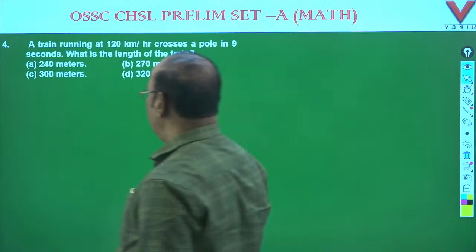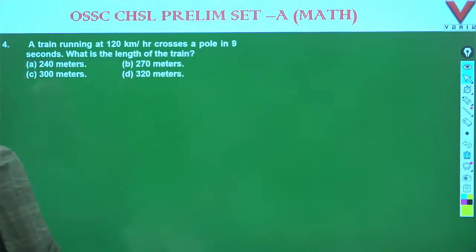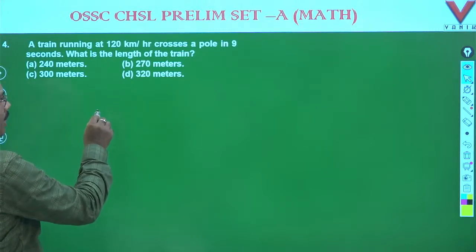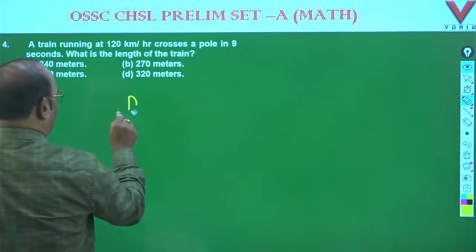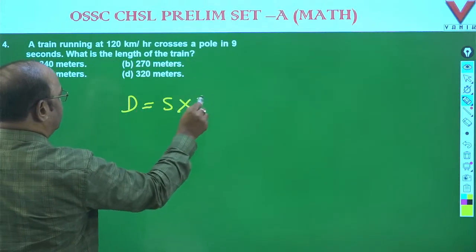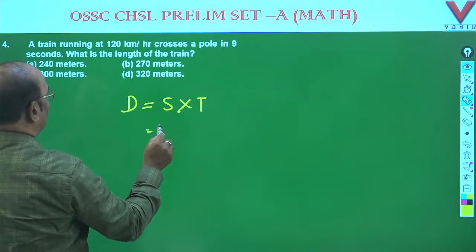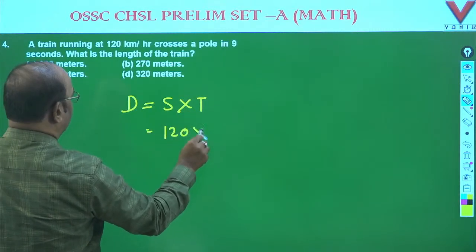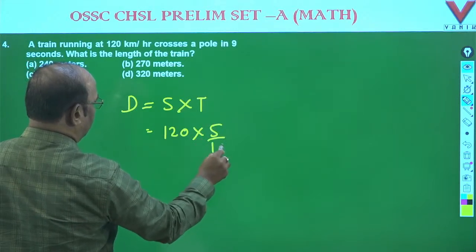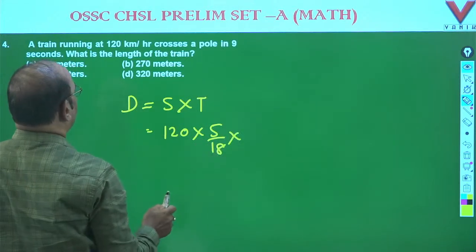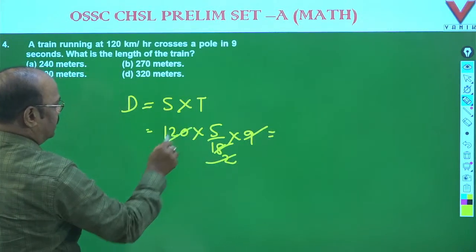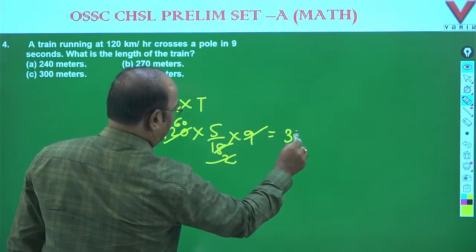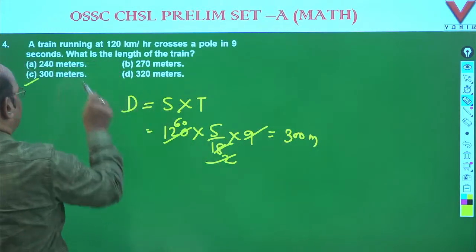A train running at 120 km per hour crosses a pole in 9 seconds. So what is the length of the train? Length means distance. Distance equals speed into time. Focus on the unit. The speed is 120 km per hour, converting into meters, 5 by 18, into time 9 seconds. After cancellation, it becomes 300 meters. So the right answer is option C.